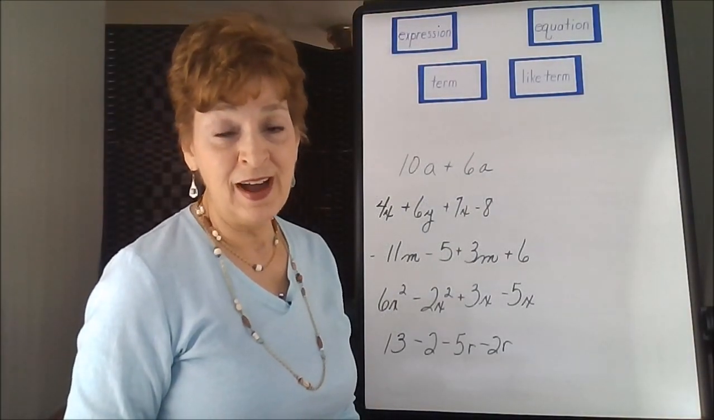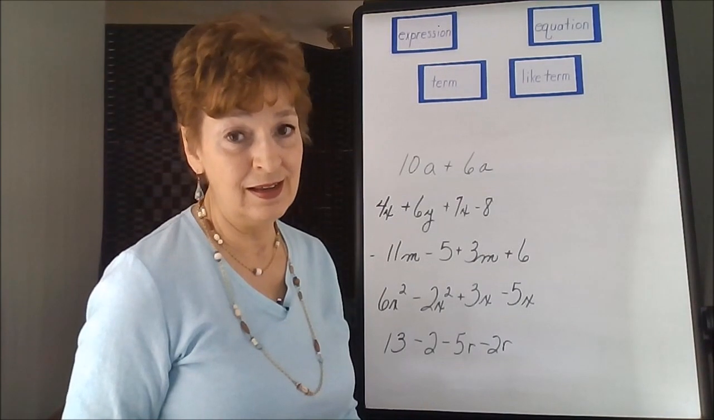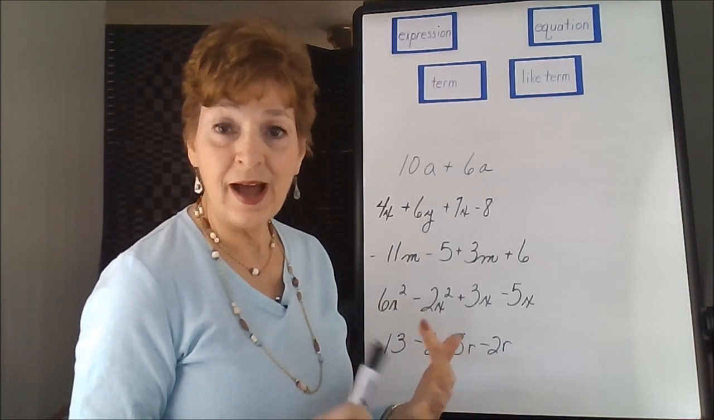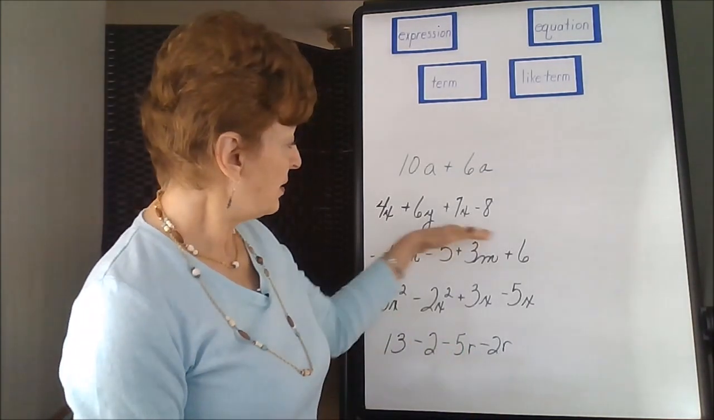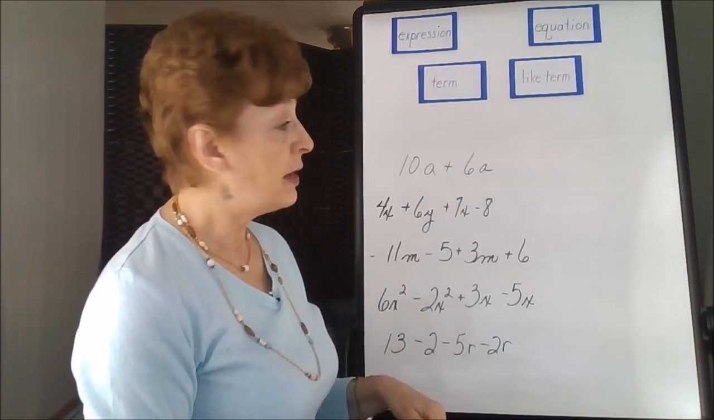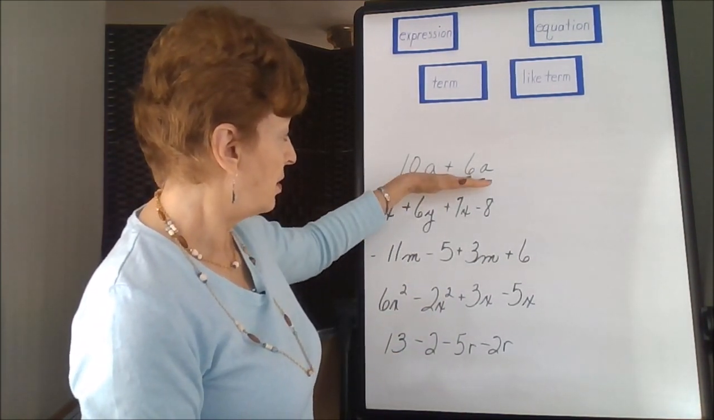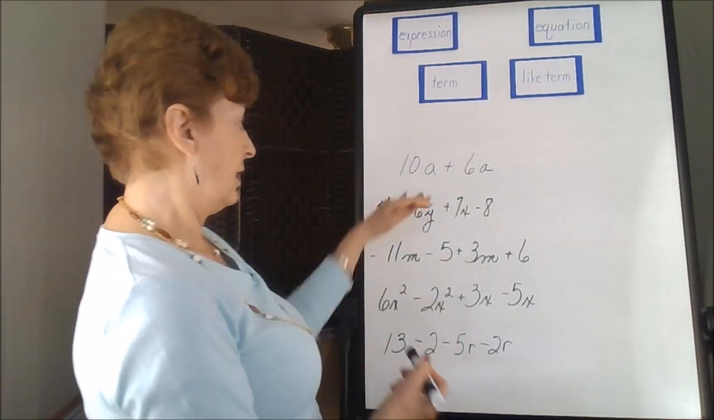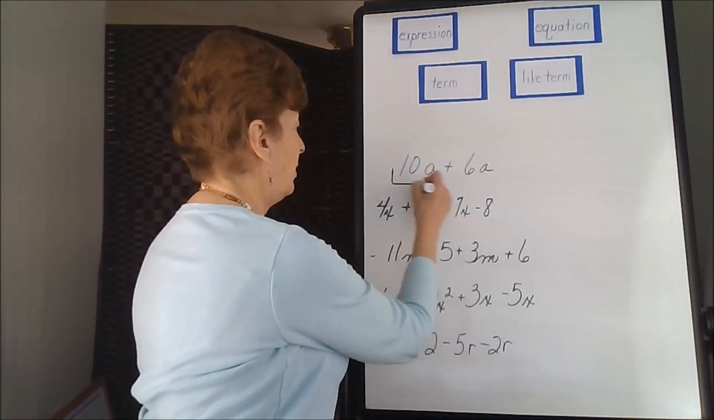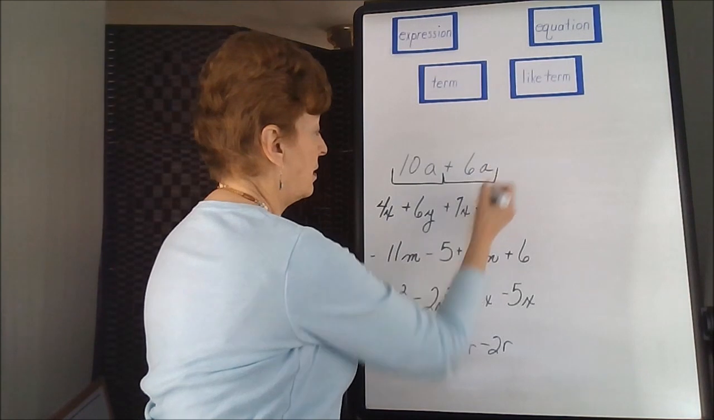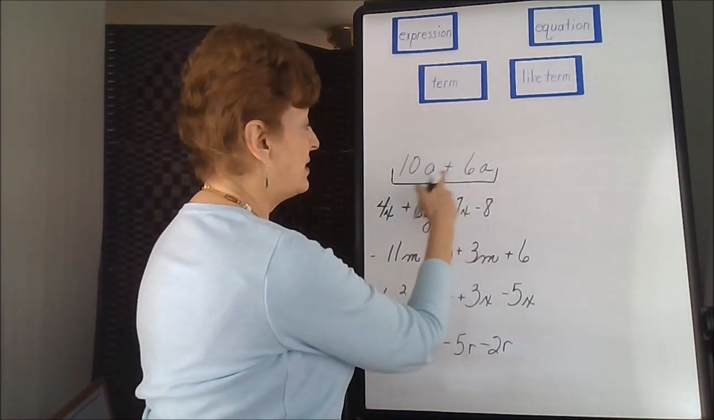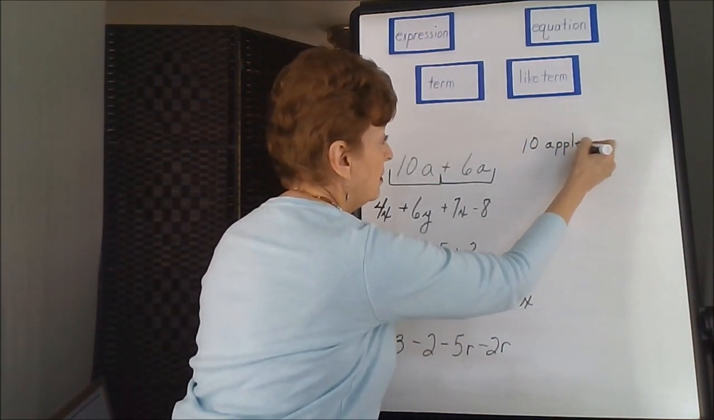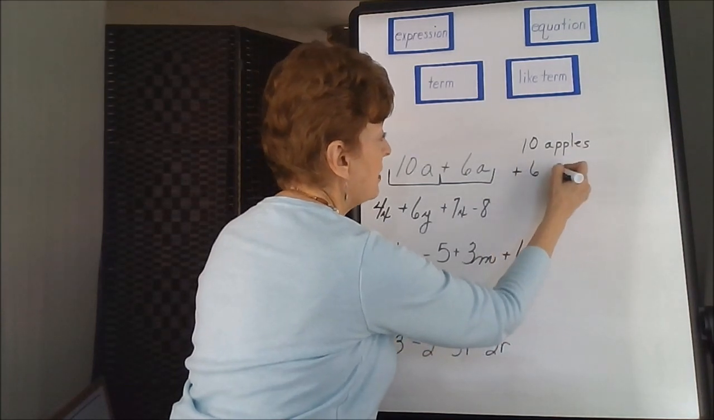Now that you're able to find your terms within the expression and note the coefficients, the constants, and the variables, here are some other examples where we've got two of the terms, or several of the terms, that have the same variable. In this case, we have a term here and another term here, but both of them have the same label. This would be like saying 10 apples, 6 apples.